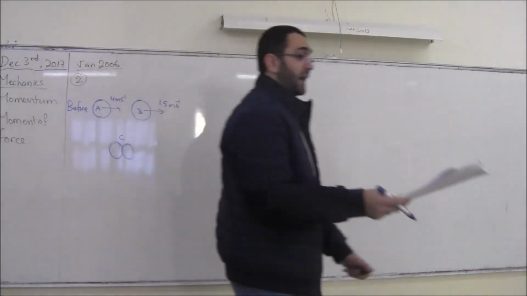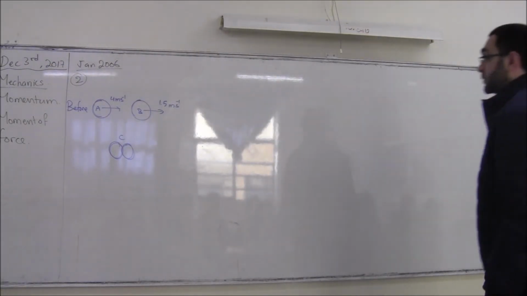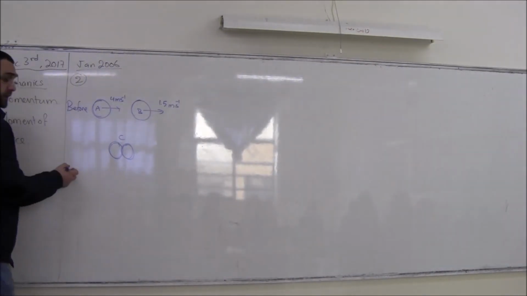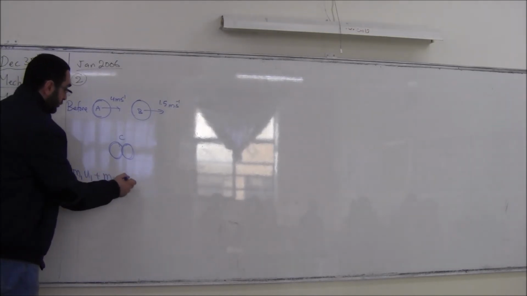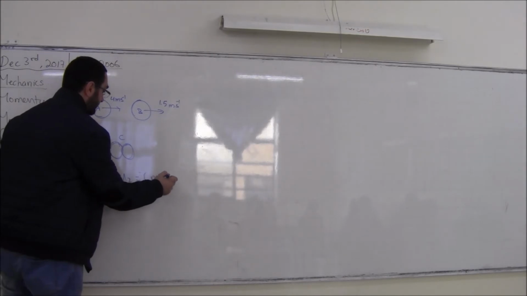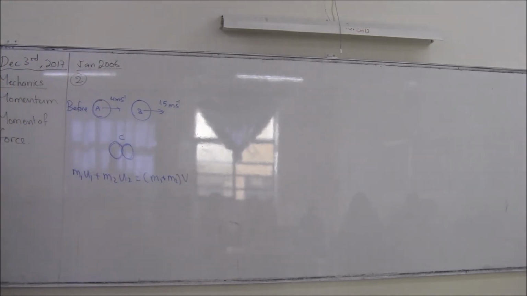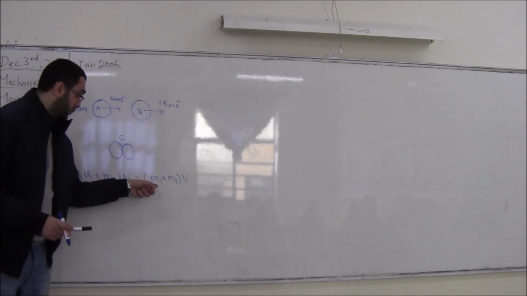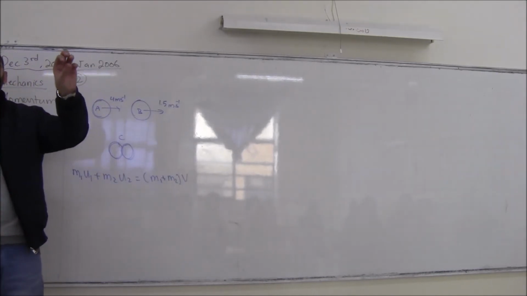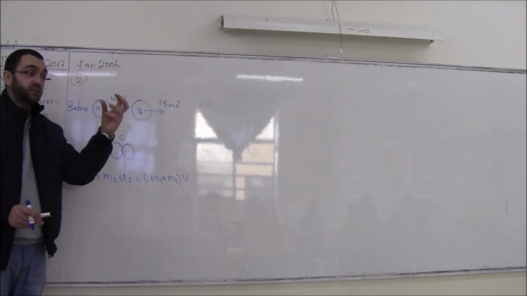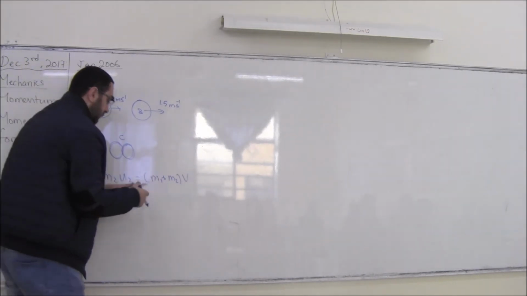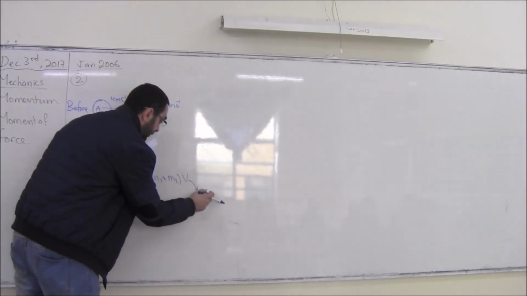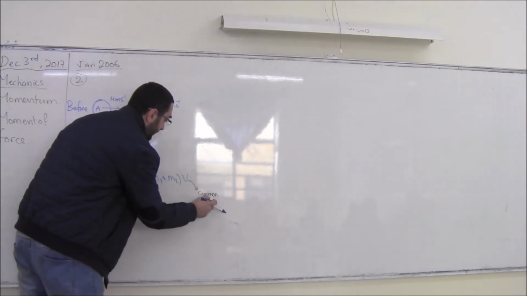Here we have to use the equation for momentum, conservation of momentum: M1 U1 plus M2 U2 equals M1 plus M2 times V. Do you know why I wrote it like this? Look here, guys. I wrote M1 plus M2 times V because both particles now become one particle. This is called the common velocity, because they will now move at this velocity.